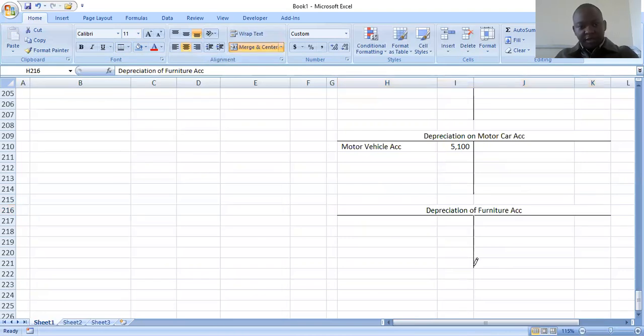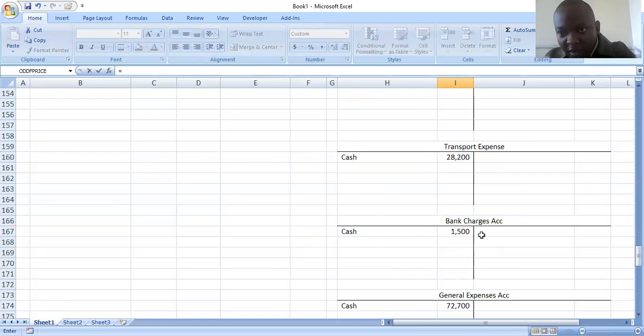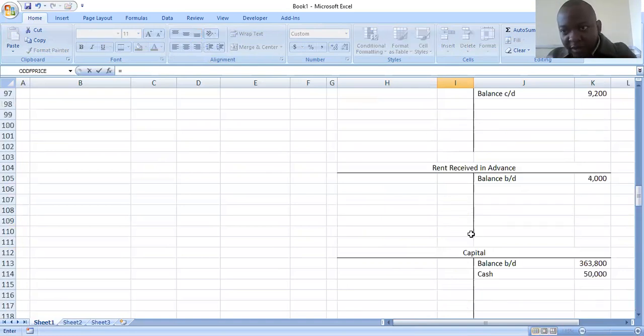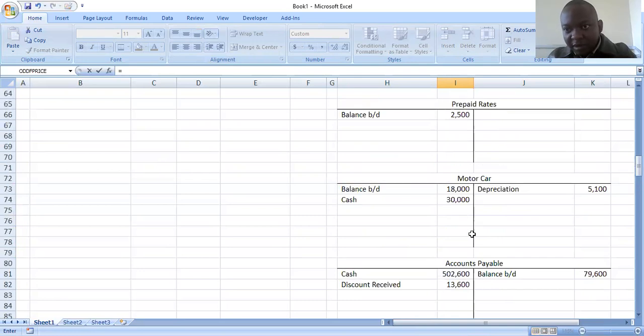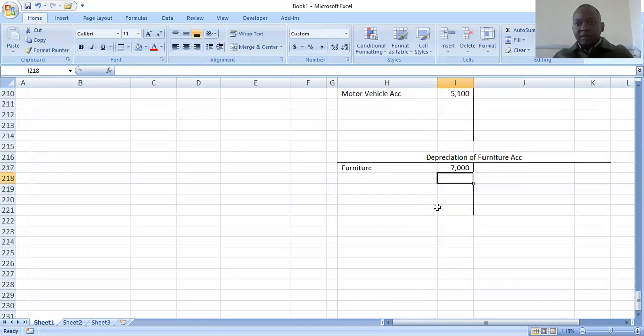Depreciation is usually an expense, so we usually debit it whenever it is incurred. Therefore we debit the depreciation on furniture account, and the amount, as you've seen from the furniture account, is 7,000. 7,000 shillings is the amount of depreciation on furniture for that particular year.